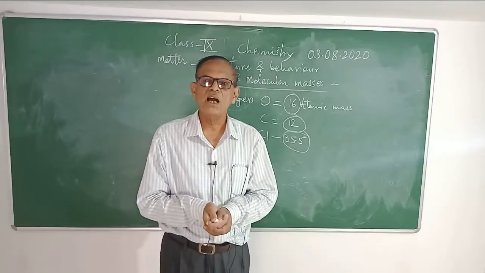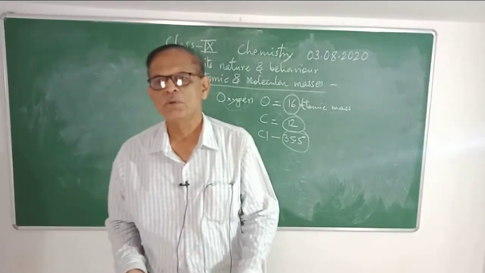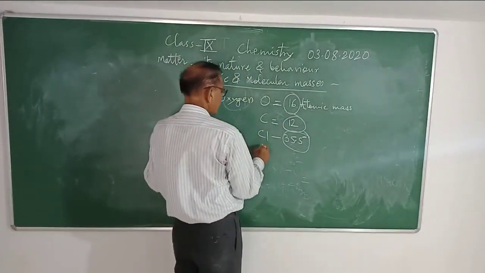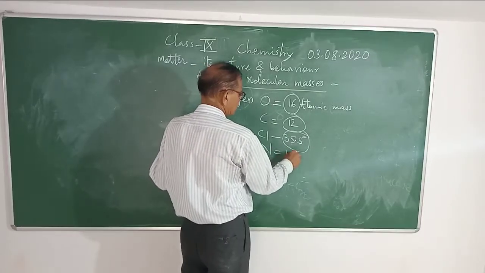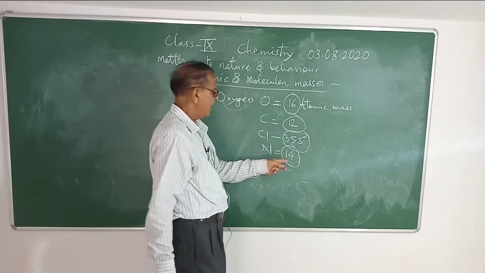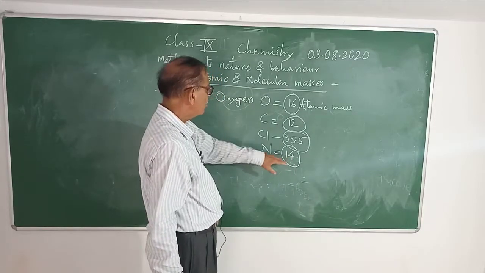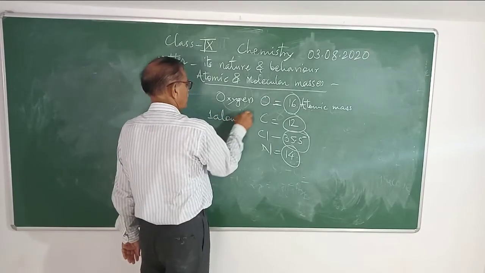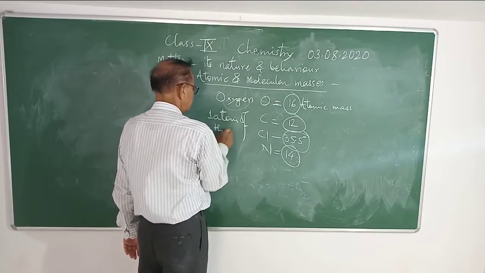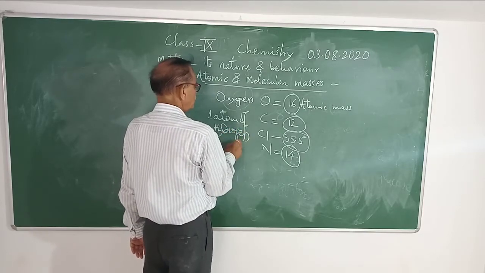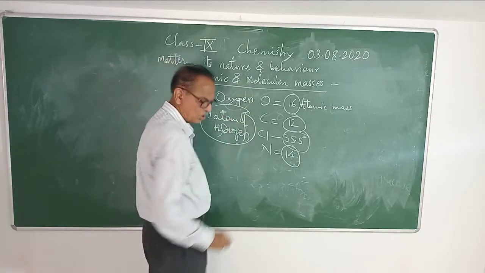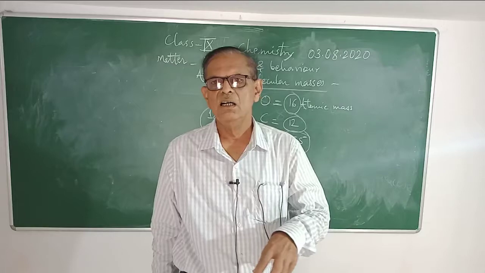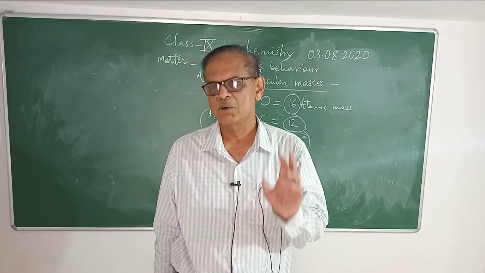And thus we are defining the atomic masses. In this way we can also write the atomic mass of nitrogen is equal to 14. This indicates that one atom of nitrogen is 14 times heavier than one atom of hydrogen. So atomic masses, atoms are compared with the standard mass of one atom of hydrogen.